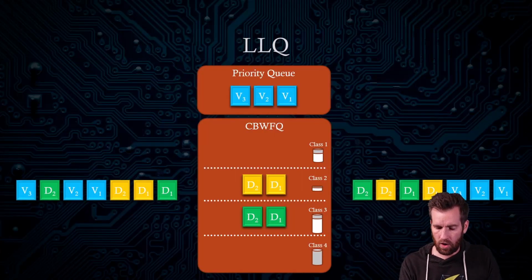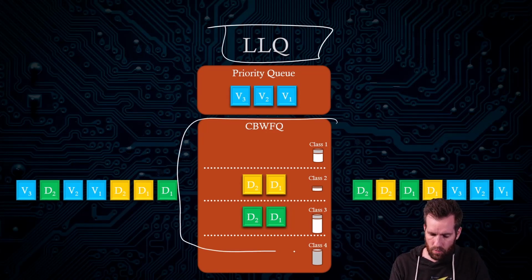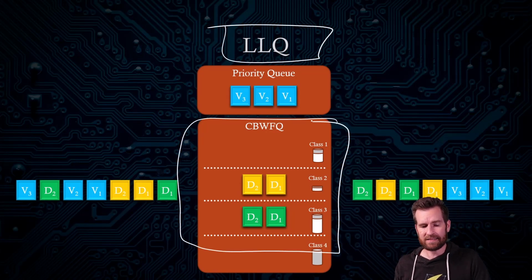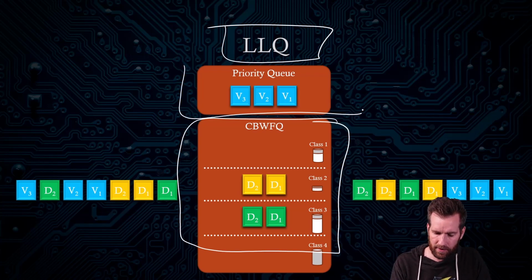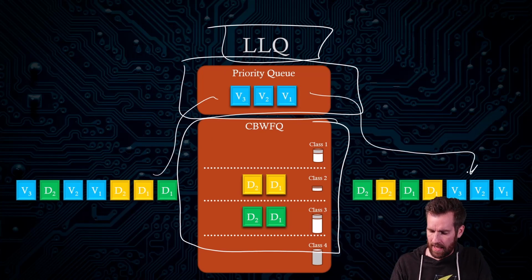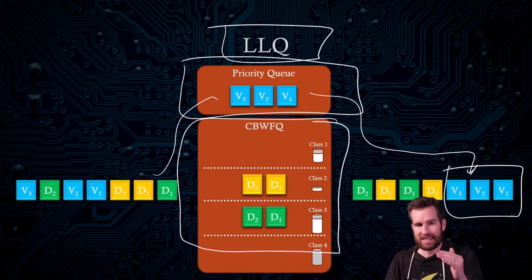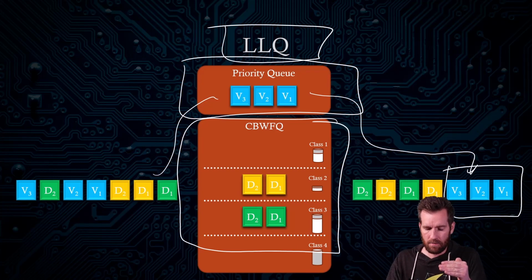That's where low latency queuing comes into effect. It still implements a class-based weighted fair queuing with different classes, but we also have this priority queue that will bypass everything else and put it out in front. And so that is the low latency queuing, which allows us to quickly get the traffic that needs to be prioritized on its way.